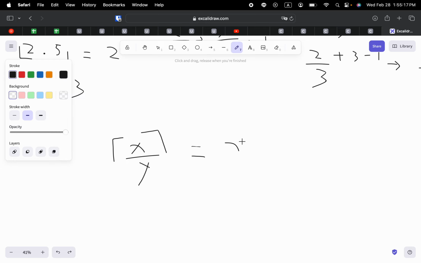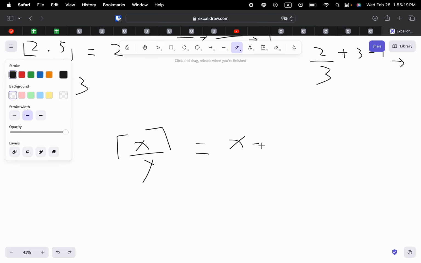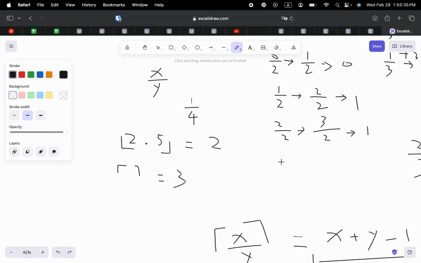Equal to x plus y minus 1 over y. And then 4. Okay. Anyone have any other questions with this? No? Okay, cool. Anyway, back to this.